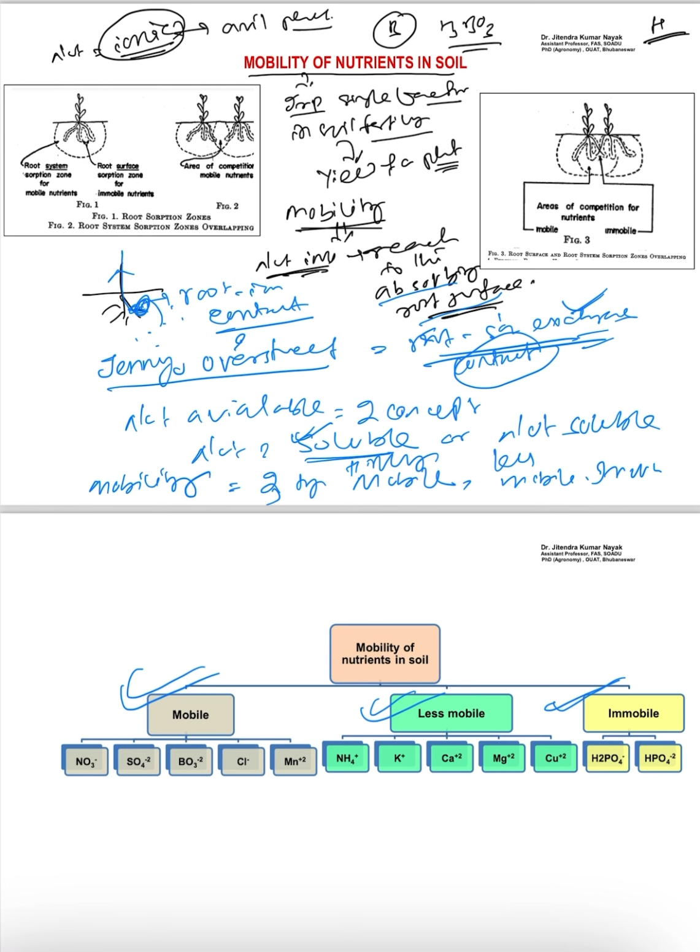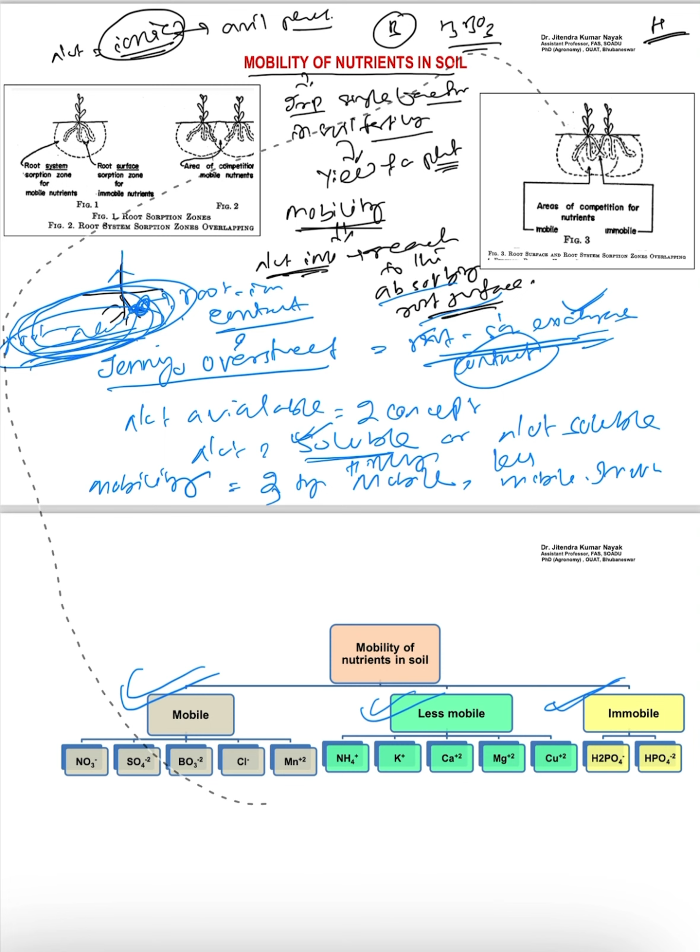So this is the concept behind the root and nutrient contact. And here we will see the different concepts by which root and ion contact takes place. So let us erase these things, and we will discuss the next concept.